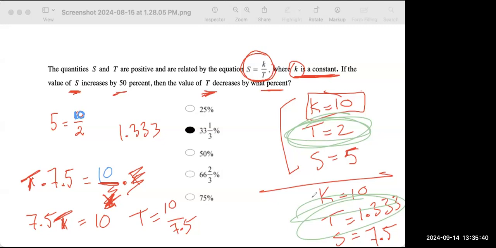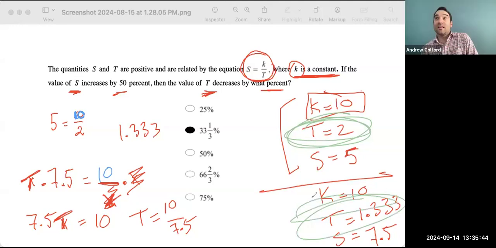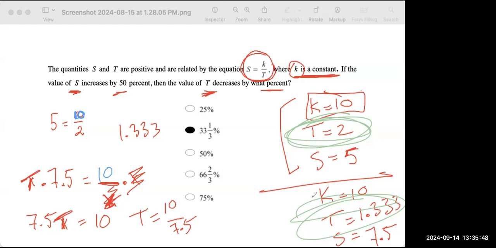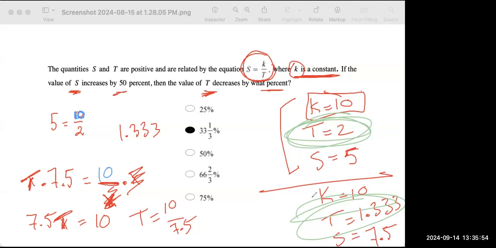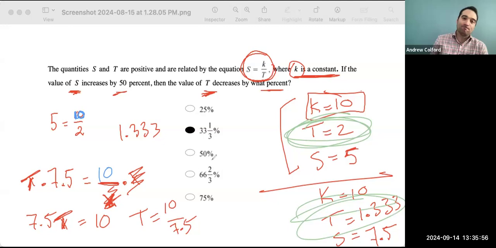Is that a 66%? It is a 33% decrease. 33%. Okay. I mean, it's a little confusing because 2 minus 1.33 is 0.66, but the other way, that is 1/3 of that. Yep. So once again, picking our own numbers saves the day.